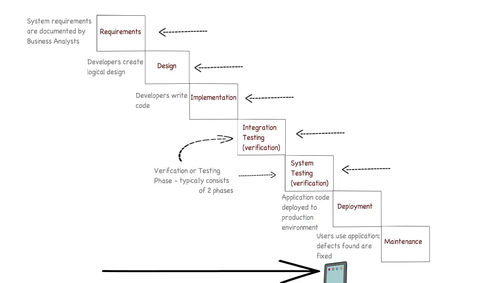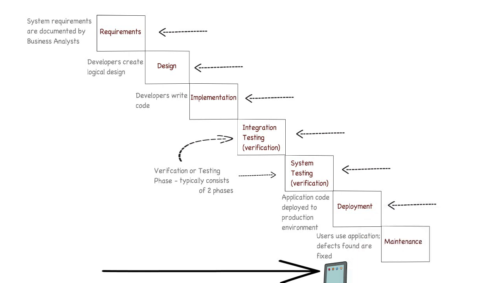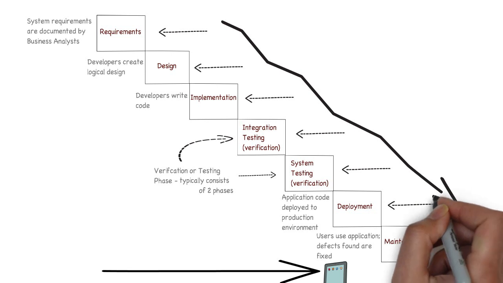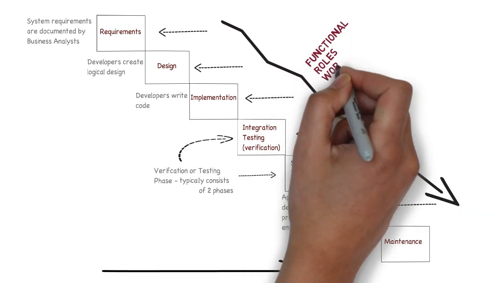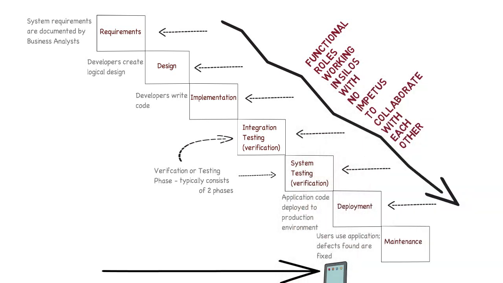And finally, in the deployment phase, it is a whole another team of deployment engineers that actually deploys the application code to the production environment. This creates silos based on functional roles, and there is little or no impetus for each of these roles to collaborate with each other throughout much of the life cycle of development.